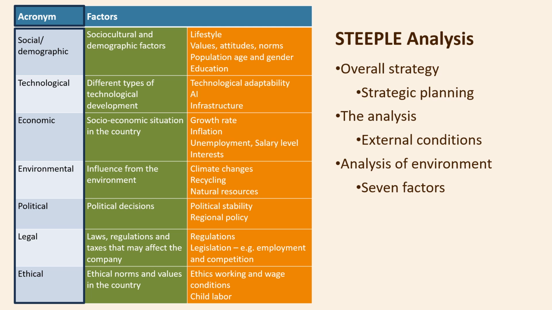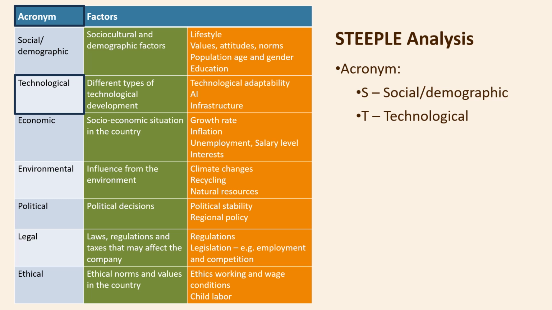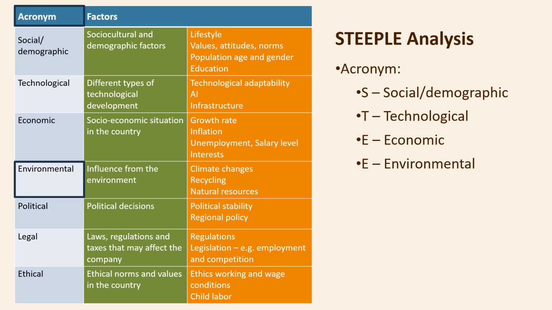STEEPLE is an abbreviation for 7 macro environmental factors used in the analysis of the environment. Now, let's review what each letter in the acronym stands for. The first letter, S, stands for socio-demographic. The second letter, T, stands for technological. The third letter, E, stands for economic. The fourth letter, E, stands for environmental.